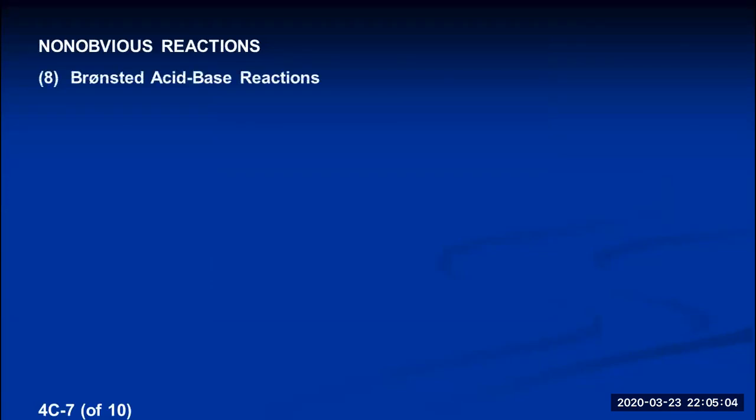The first non-obvious reaction we're going to learn is called a Bronsted acid-base reaction. A Bronsted acid-base reaction has a characteristic look like this. HA would be an acid, B would be a base, and you get some kind of reaction happening here, which we're going to explain in just a moment.